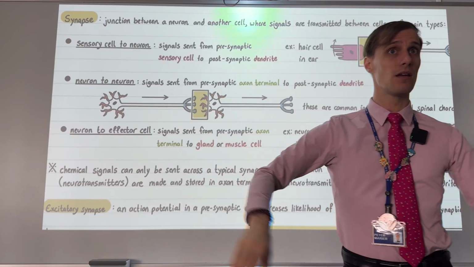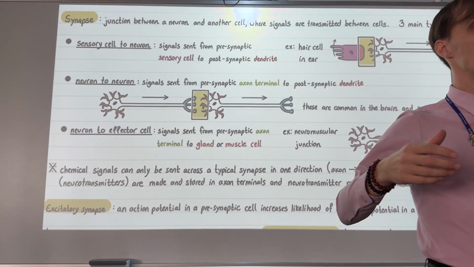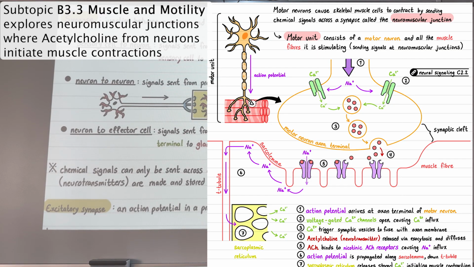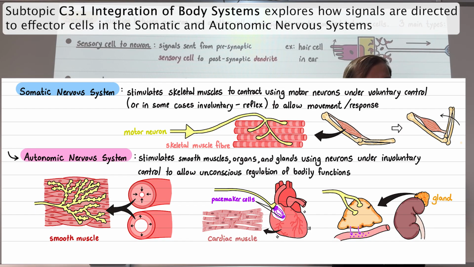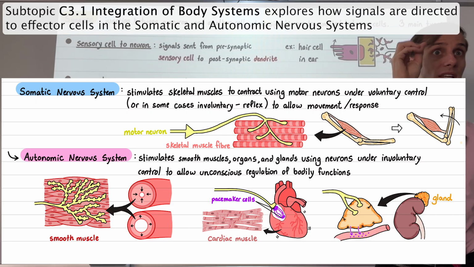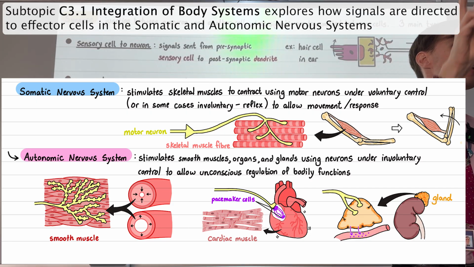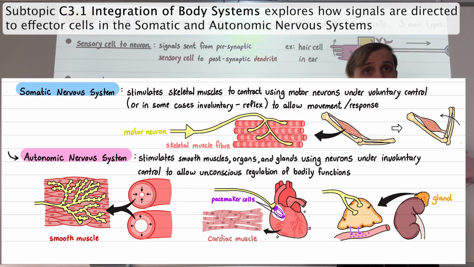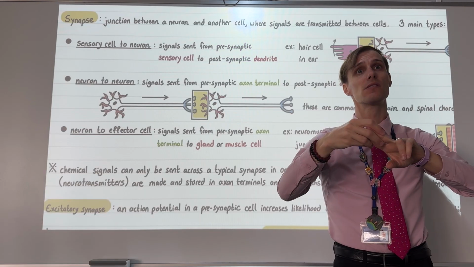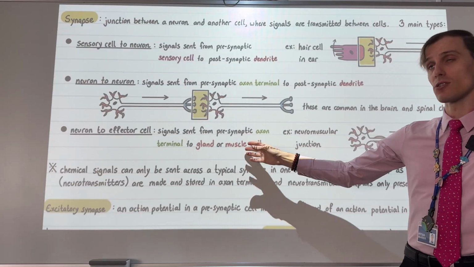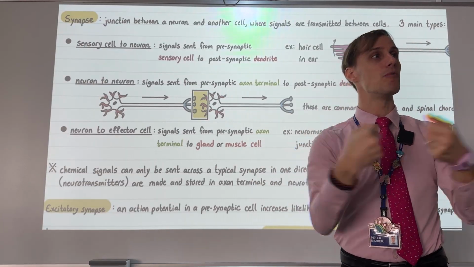And then lastly, a really important connection point, and one that we've explored in HL when we did the muscles subtopic, is if I want to send a signal to an effector cell. And an effector cell is any cell that is doing something that I want. So in our case, that's almost always going to be one of two different types of cells: muscle cells or glands. So a muscle cell obviously is going to allow movement to occur.